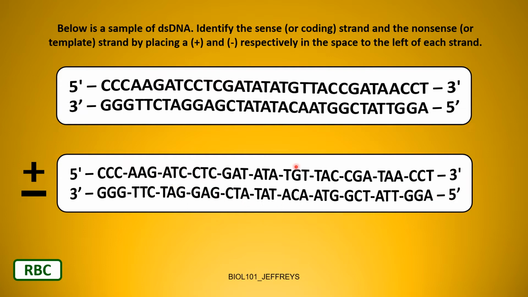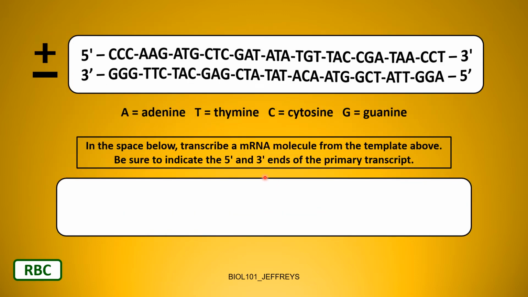So this is the coding strand, and this is the strand you're going to use to make your messenger RNA from. This is the template strand. You can use this as a template to make your message. Remember that in DNA, A is a designation for adenine, T for thymine, C for cytosine, and G for guanine, okay? I'm just going to move this to the top of the page. And here we go.